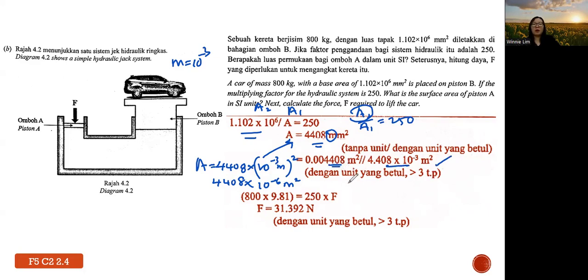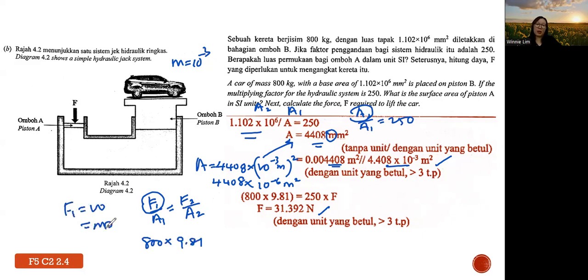Then move on. How do we get the force? We are using the F1 over A1 equals to F2 over A2 idea. So I already have this. You can actually straight away times 250, up to you, which means this F1 is 800 times 9.81, where we change F1 to become the weight, which is mg.